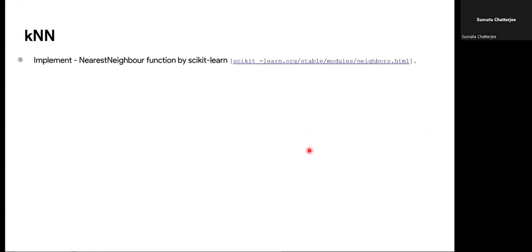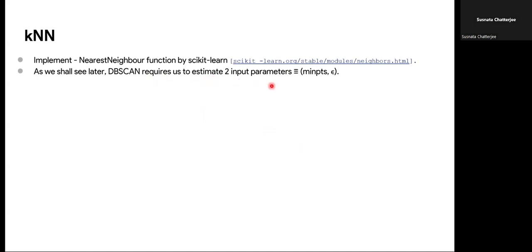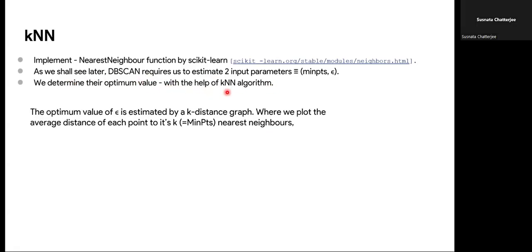KNN stands for k-th nearest neighbor algorithm. We implement the nearest neighbor function from scikit-learn. As we shall see later, DBSCAN requires us to estimate two input parameters, which are min points and epsilon. We determine the optimum values with the help of the KNN algorithm. How do we do it?